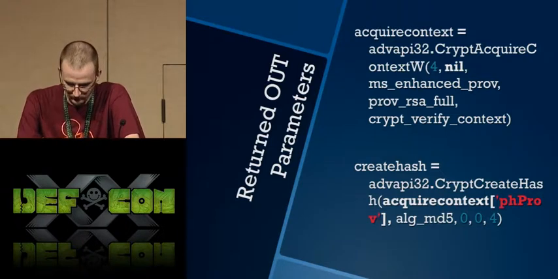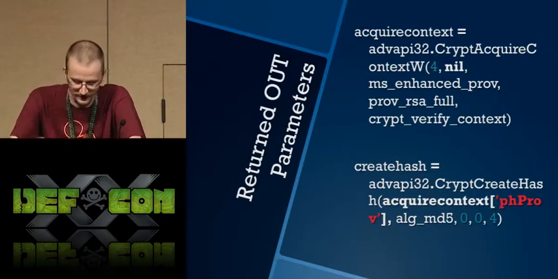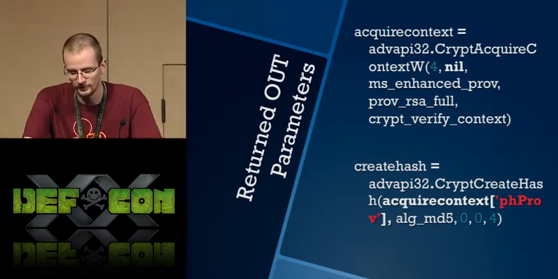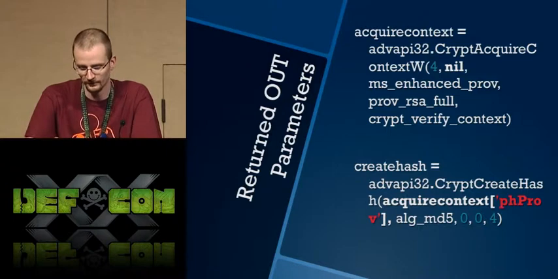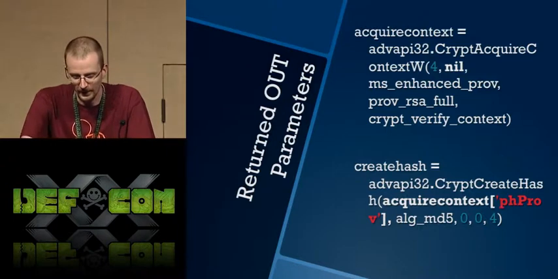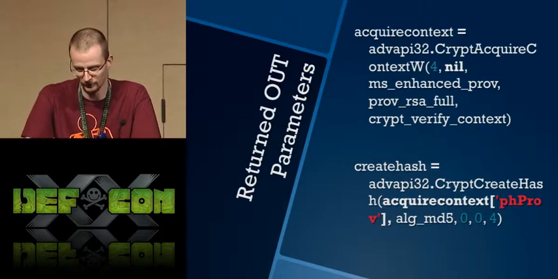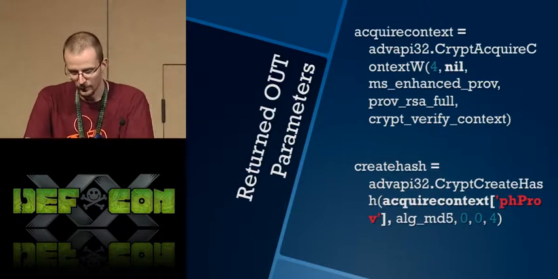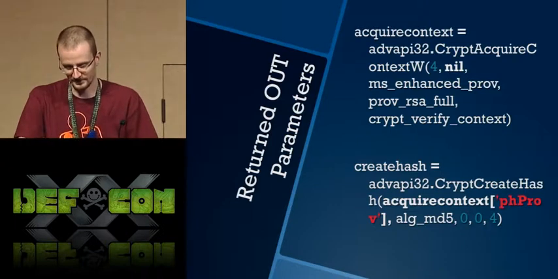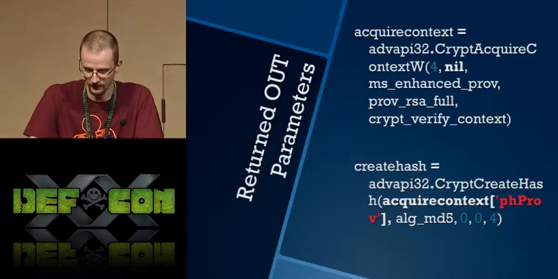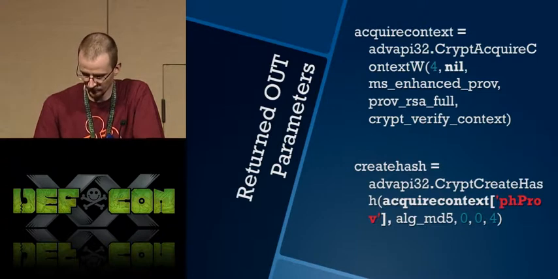So this is just an example of some code using Railgun with two different function calls. Basically we acquire the cryptographic context here, and the return value is then used in the next function call. So we call CryptAcquireContext and we get that hash, and we just make a reference to the phProv value out of the return and pass that into the next function call.